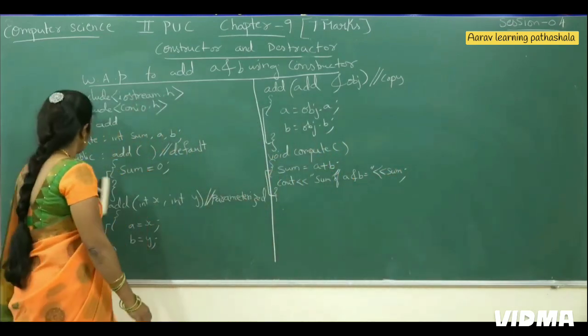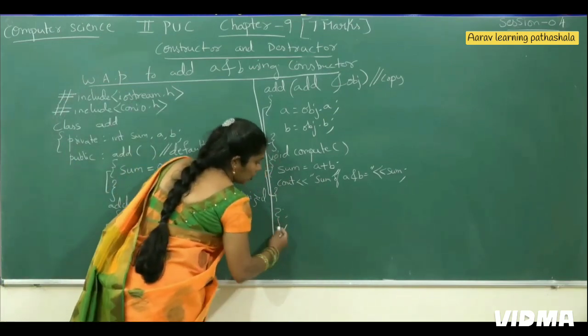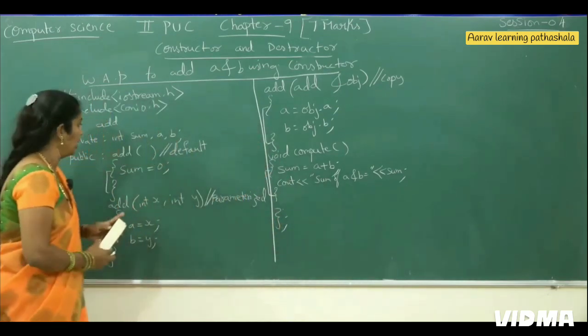So the next thing, we will close the class. Here we have opened the class, now we will close it. To close the class, after the flower bracket you have to put a semicolon.